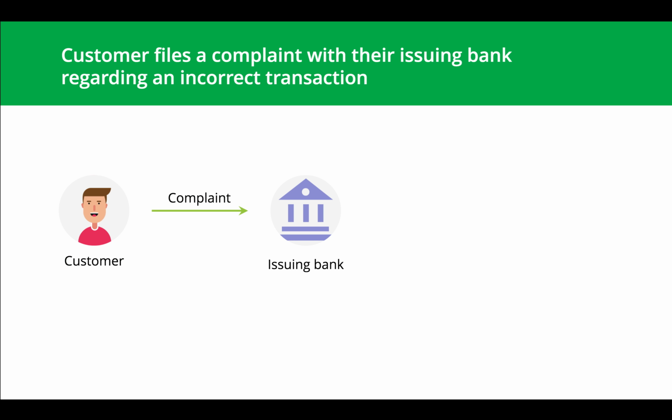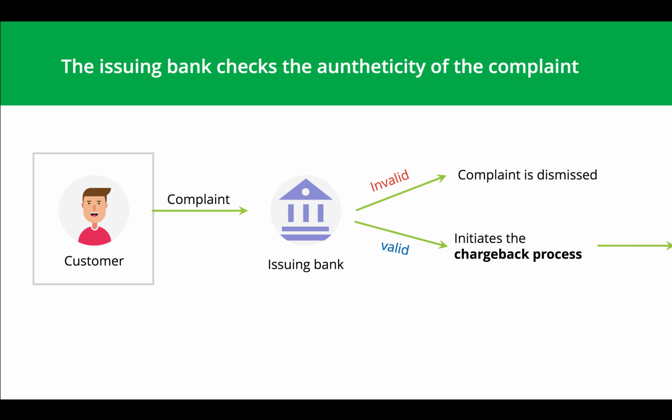It all begins when a customer files a complaint with the issuing bank regarding an incorrect transaction. The issuing bank checks the authenticity of the complaint. In case the complaint is proved invalid, the customer will be charged a processing fee and the complaint will be dismissed. If the complaint is valid, the issuing bank initiates the chargeback process where the amount will be obtained from the merchant's acquiring bank, and this corresponding amount will be credited to the customer's account.